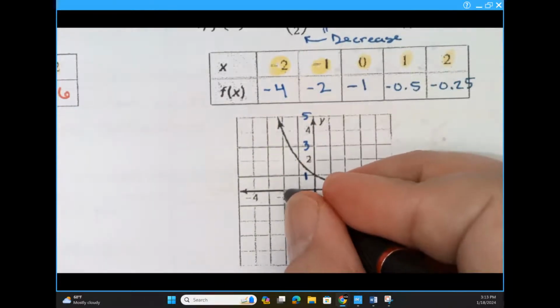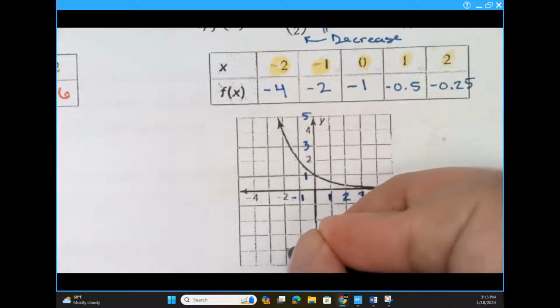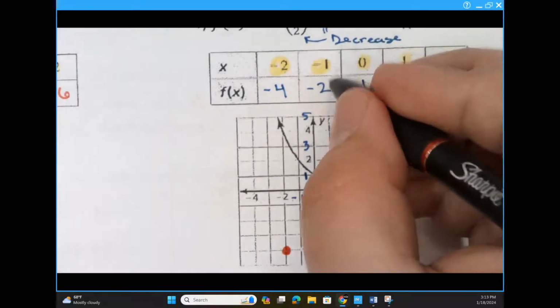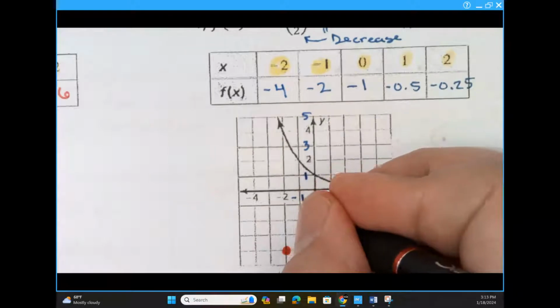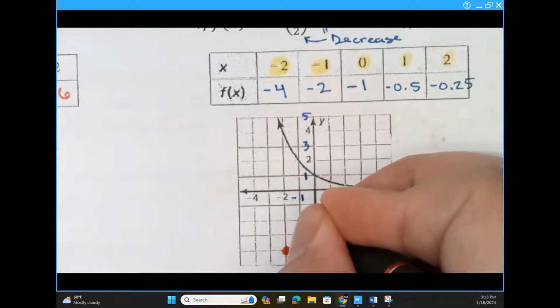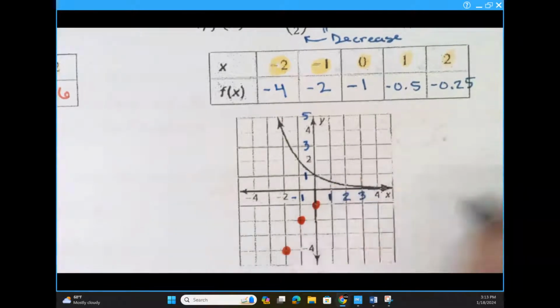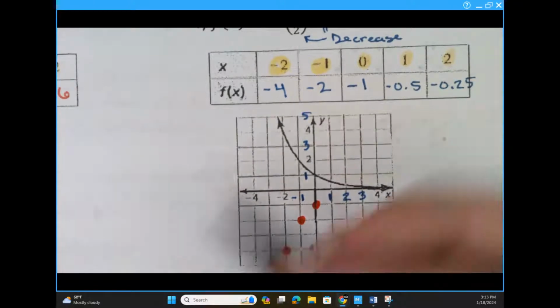Perfect. Makes it easier. Negative 2, negative 4. Negative 2, then you go down 4. There's the only dot you should be putting. Negative 1, negative 2. 0, negative 1. There we go. So far, so good. All right, here come the weird ones. If you want, just look up for a moment, and then I'll pause so you can catch up.